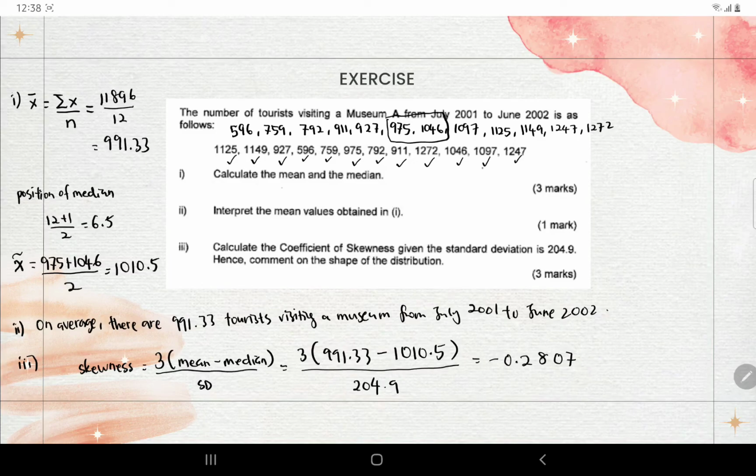So our skewness is negative. So the distribution is skewed to the left, or it is negatively skewed. Okay, that's the solution for this exercise.